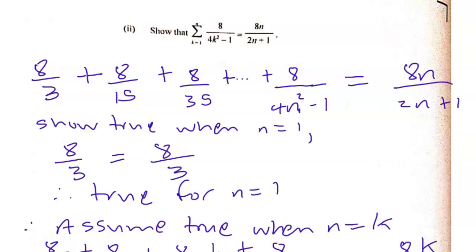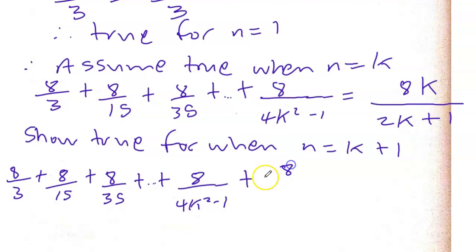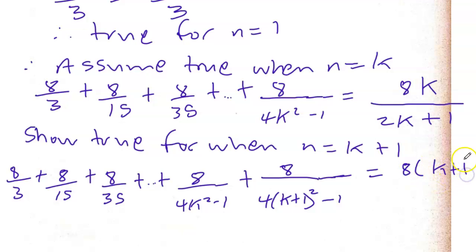So it's 8 over 4 times (k plus 1) all squared minus 1. And on the right hand side, we're summing up now k plus 1 terms, so replace the k with k plus 1. So this is 8 times (k plus 1). We're summing, on the right hand side, k plus 1 terms, right? And then this is 2 times (k plus 1) plus 1. And let me put a question sign there.